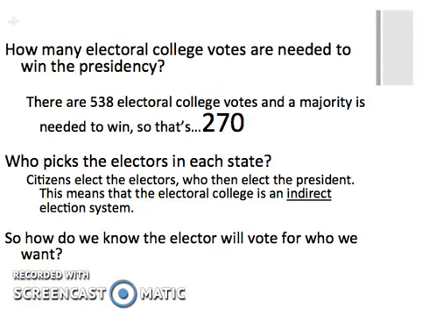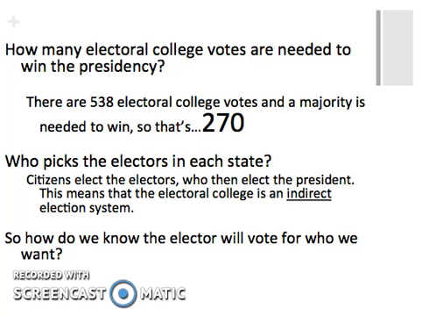So how many do you need to win? There are 538 Electoral College votes. All you need is a majority, so you just need over half. What is half of that? Half is 269, and 1 more is 270. Once a president gets 270 Electoral College votes, they win.